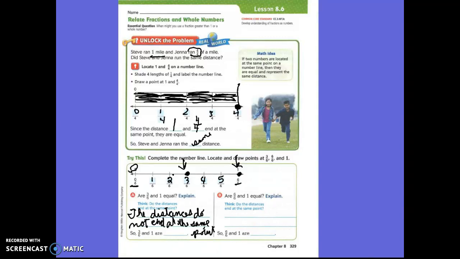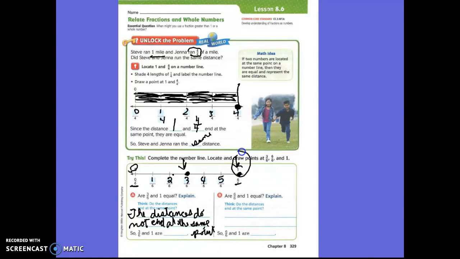Yes. Where is 6/6? Where is 1? The second we should go to the bottom of 1. Is it the same spot on the number line? Yes. Okay. So, are they equal? Yes. Are they the same distance? Yes. Okay. So, do the distances end at the same point?